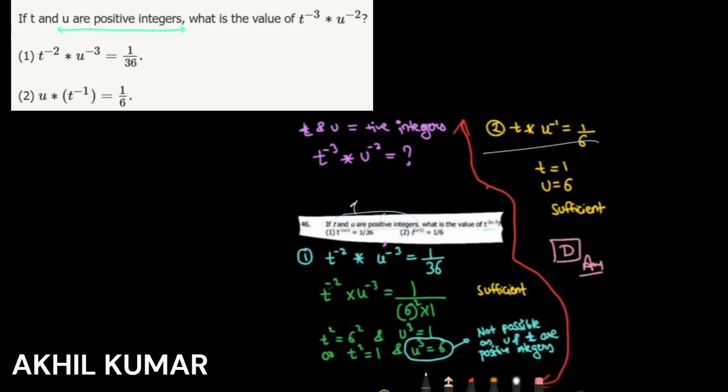It is one of the important questions for us because sometimes there is some confusion in this type of question. So firstly, it is given that t and u are positive integers. That means they can't be any other value. It should always be a positive integer. Now we have to figure out this value.